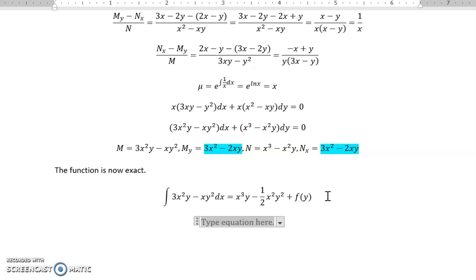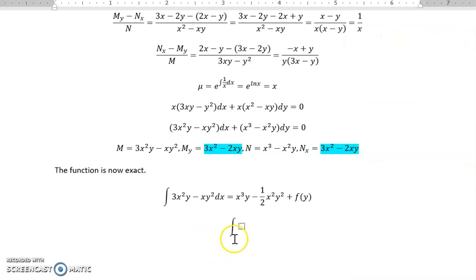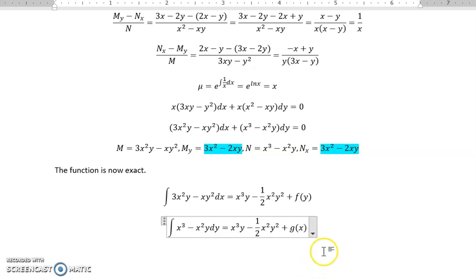And then in this case, we're going to do the same thing with the other term. We're going to integrate x cubed minus x squared y dy with respect to y. Well, this x cubed has no y's in it, so it's just x cubed y. And then this one, integrating y, we're going to get 1/2 x squared y squared, plus possibly some terms that contain only x.